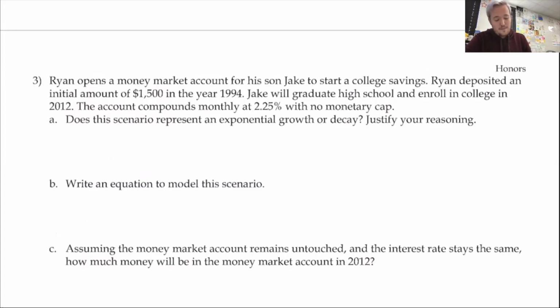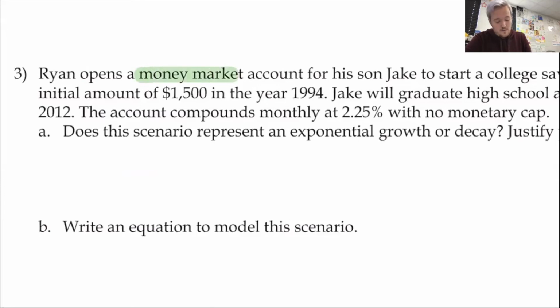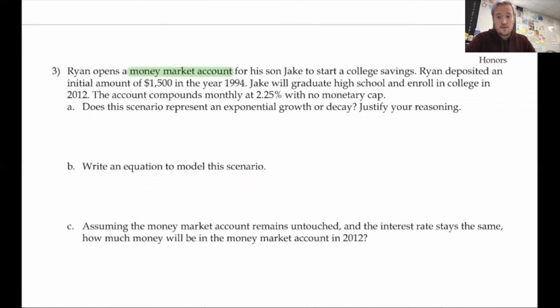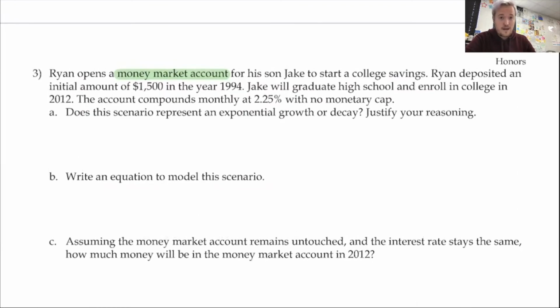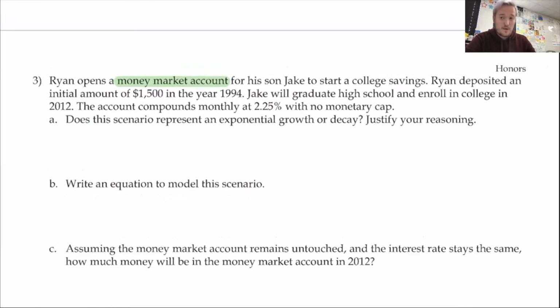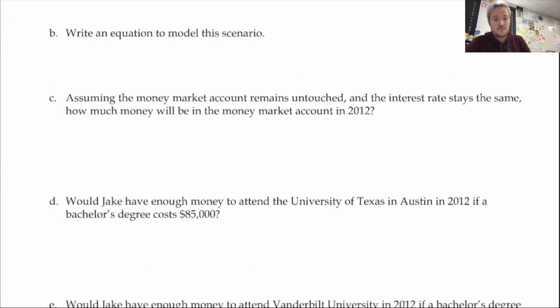So Ryan opens up a money market account. This is the key part right here. This is actually a real life thing that you could do. You could open a money market account at a bank and it's going to compound monthly at a certain percentage rate. So that's kind of the business side of things, but I would highly recommend doing a money market account if you can, because that's going to compound monthly and that's what's going to kind of give you free money as you get older. So anyways, you'll kind of see as we do the problem.